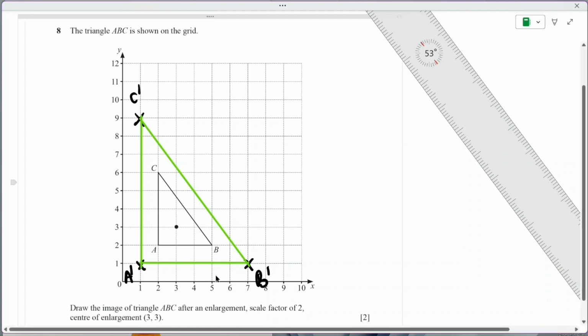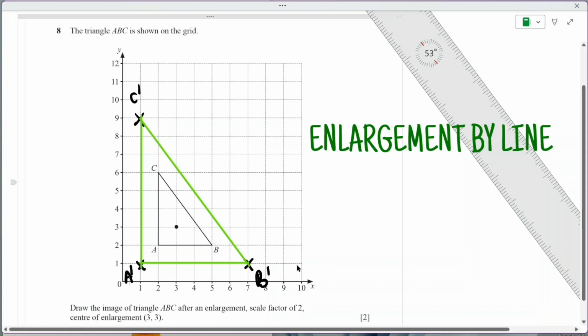Note I said earlier, we'll be using two methods to solve this question. The second method, which is enlargement by lines, is next. Take your time to also watch this.